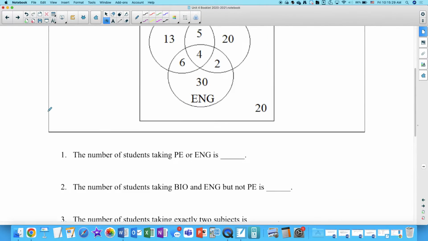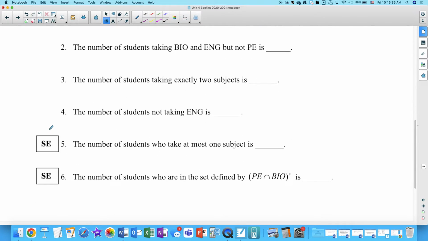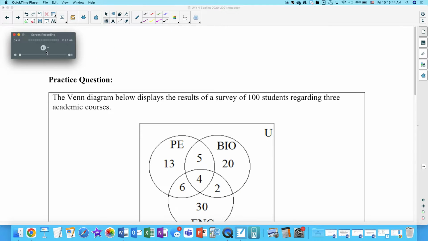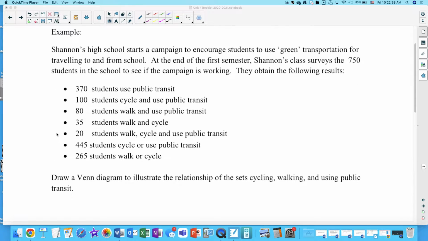All right, so I would like you guys to try this question on page 25. And then we're going to do some where we actually have to draw the Venn diagrams ourselves. All right, so here is a question where we're actually going to have to come up with our own Venn diagram, and then we can use that Venn diagram to answer some questions, okay? So Shannon's high school starts a campaign to encourage students to use green transportation for traveling to and from school. At the end of the first semester, Shannon's class surveys the 750 students in the school to see if the campaign is working, and they obtain the following results, okay?